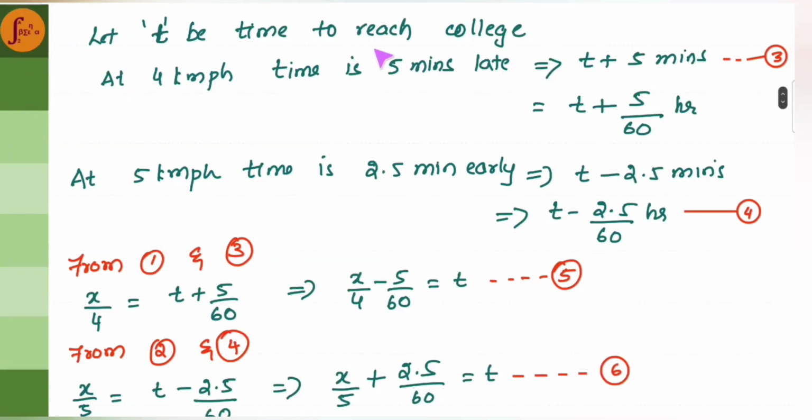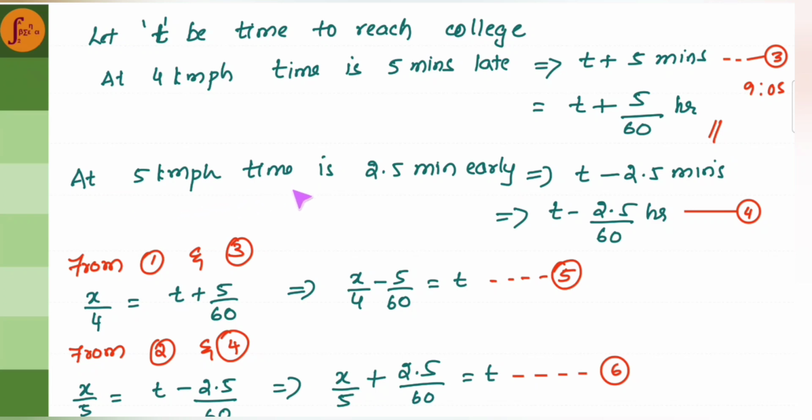Now, let t be the time to reach college. At 4 km per hour, he is 5 minutes late, which means, assume that the college reopens at 9 a.m., then at 4 km per hour the time would be t plus 5 minutes. That means 9 a.m. plus 5 minutes, so he reaches at 9:05. So t plus 5 minutes. If I convert this to hours, it's t plus 5 by 60 hour.